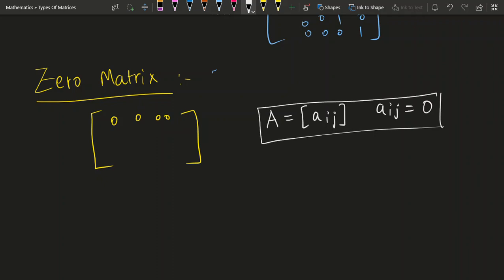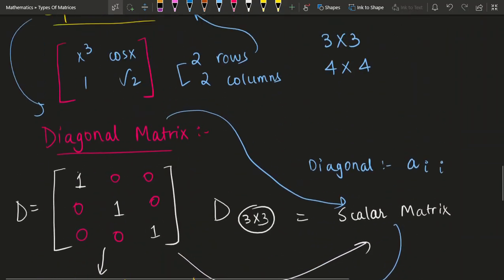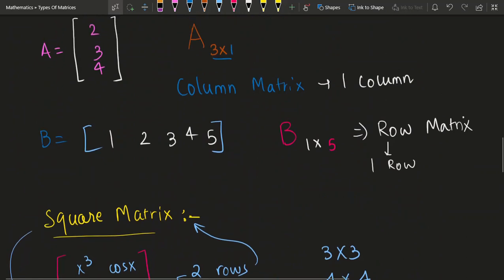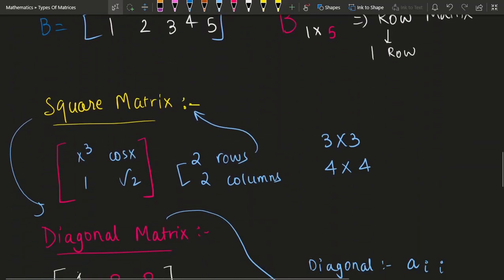So hopefully this video helps you recognize some special types of matrices. We'll continue our discussion about matrices in the next videos.